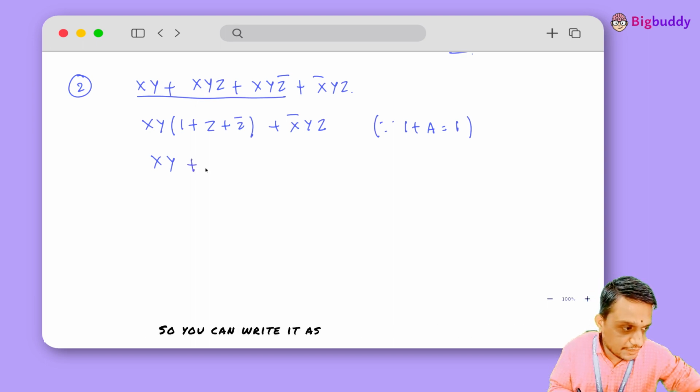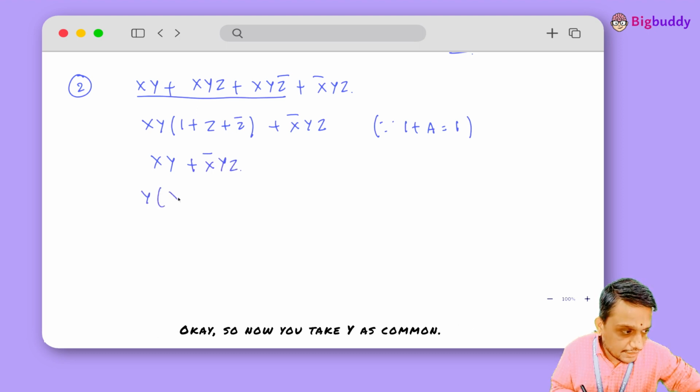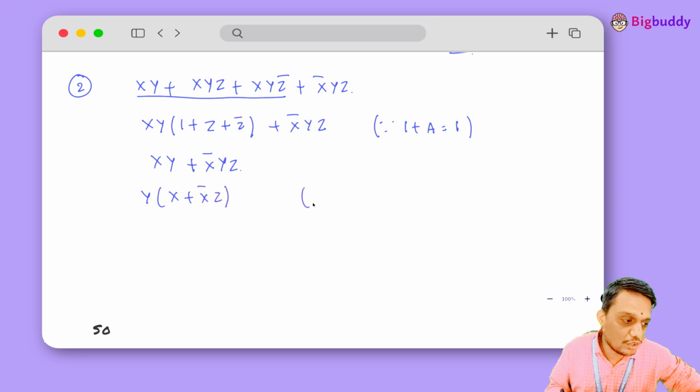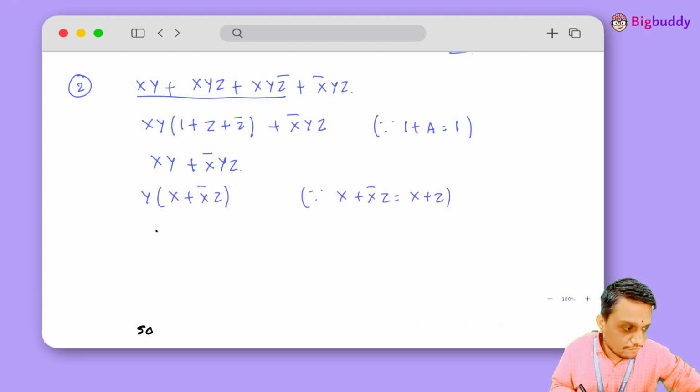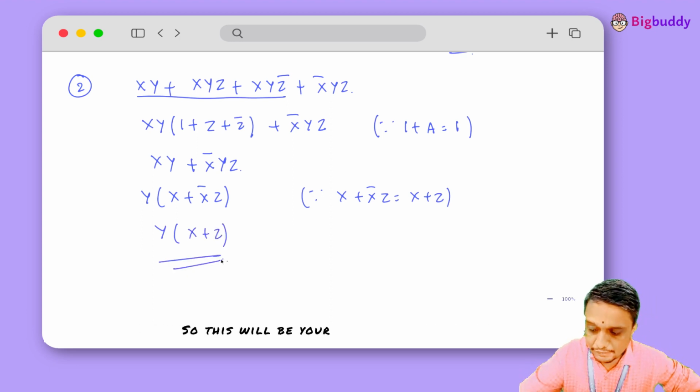So you can write it as xy plus x bar yz. Okay, so now you take y as common here, it is y into x plus x bar z. Okay, so we know that x plus x bar z is equal to x plus z. So you can further write it as y into x plus z. Okay, so this will be your answer.